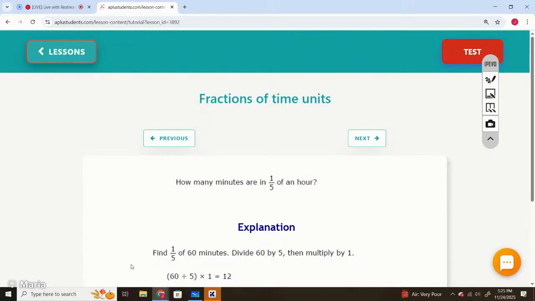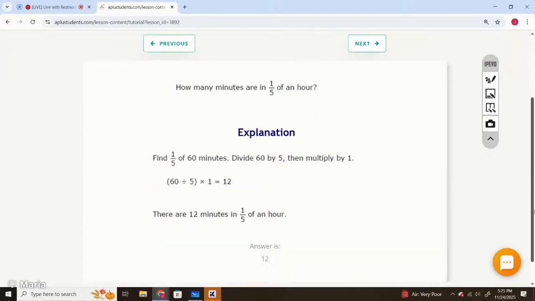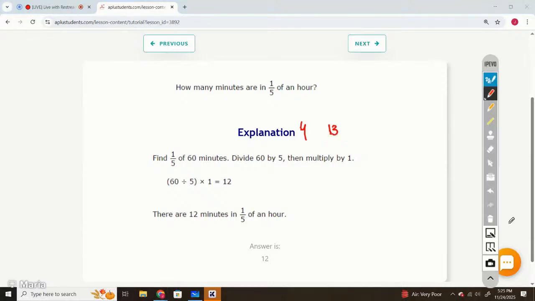How many minutes are in 1/5 of an hour? So we need to calculate 1/5 of an hour. So you have to multiply the fraction with the time. So you have to do 1/5 times 60, because in 1 hour we have 60 minutes. So 60 times 1 is 60 over 5. That is, 5 times 12 is 60. So the correct option is 12.